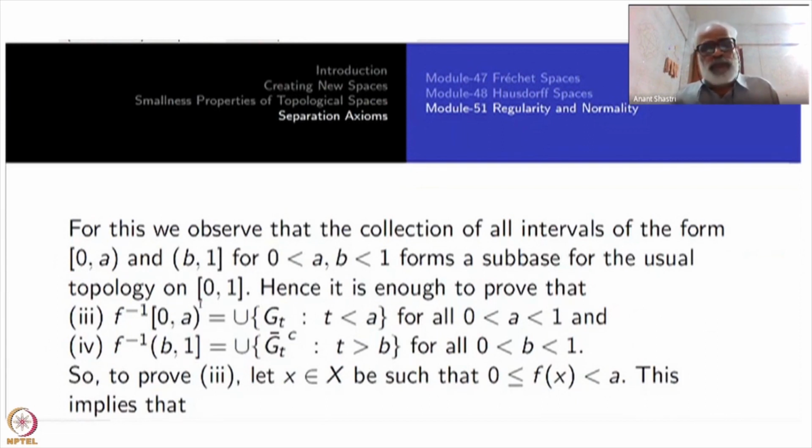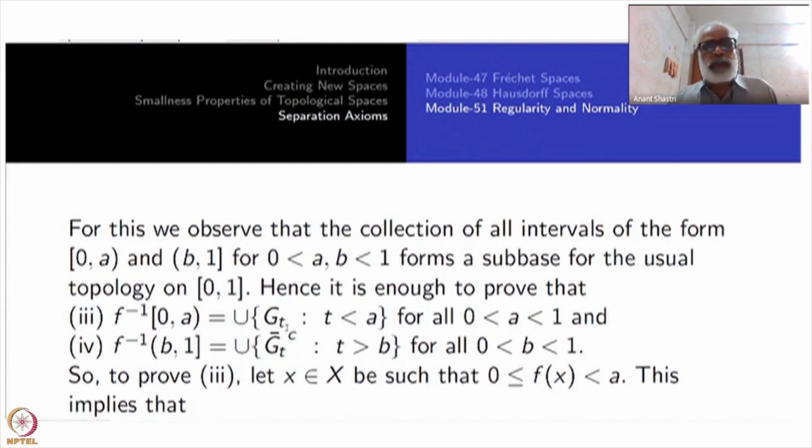If you take minus epsilon to a and intersect it with [0, 1], what do you get? You will get [0, a) only, right? So this is what it is. Hence, once this is a subbase, it is enough to prove continuity of this. f inverse of [0, a) is open. Similarly, f inverse of (b, 1] is also open, where a and b are arbitrary points of (0, 1).